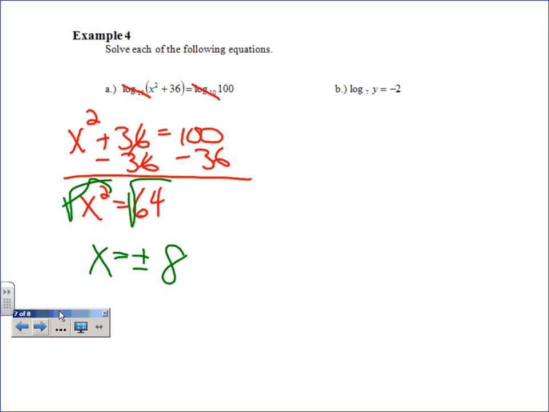If I plug a positive 8 right back in here, does that actually make it say 100 like it's supposed to? Yeah, so am I trying to take the log of a negative? No. How about negative 8? Can I substitute negative 8 in there and does it say 100? So am I trying to take the log of a negative for either one of these? Just because the answer is negative doesn't mean that you're trying to take the log of a negative. So actually both of those do work. Okay? And I might come back to that one in a second just to show you something, but we'll see.